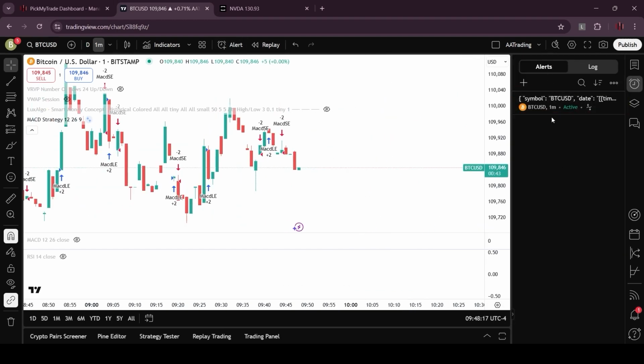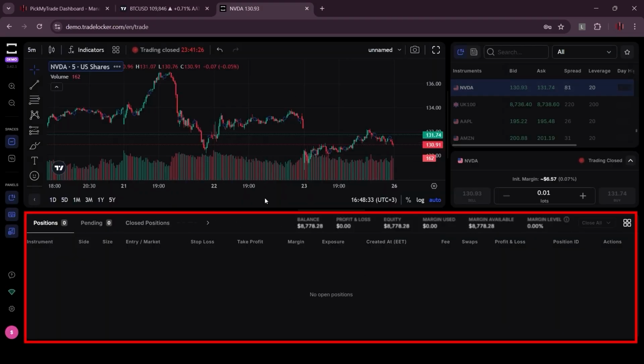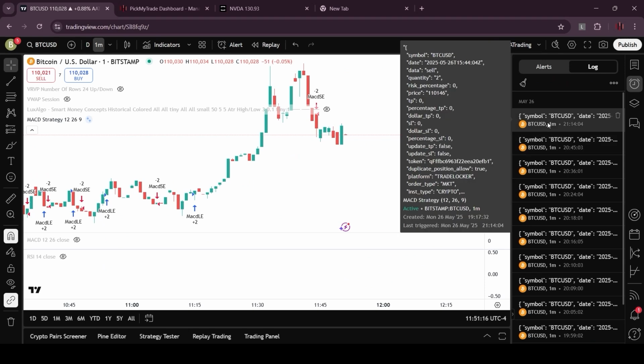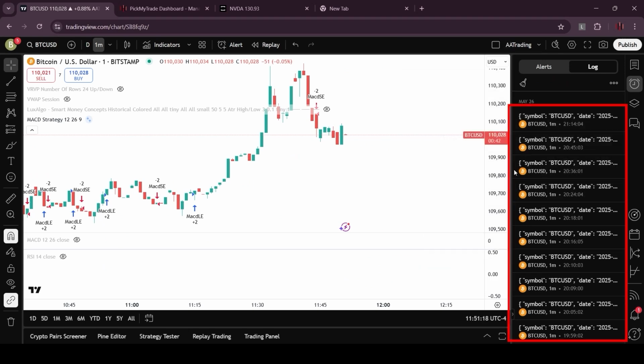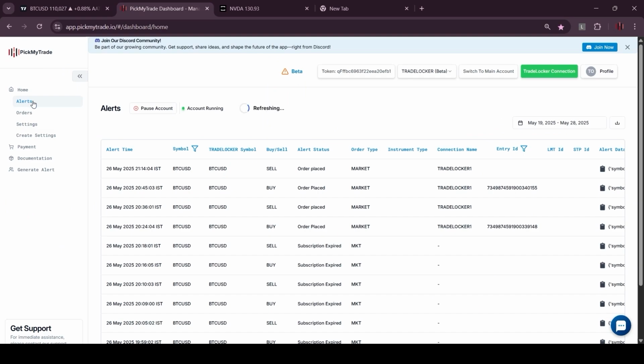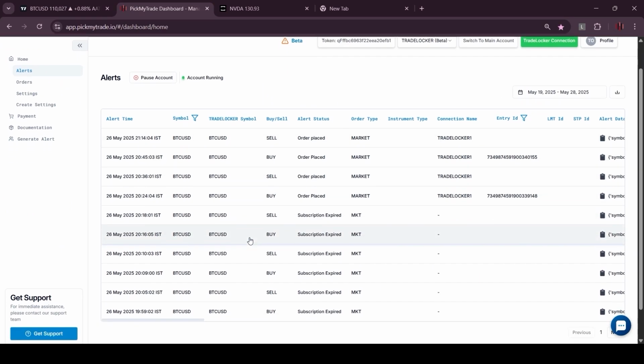When the alert is triggered, it is notified here in the TradingView log section, and also visible in TradeLocker, and can be monitored from the PickMyTrade alert log section. As you can see, lots of alerts have been triggered here. Now we will check if those signals are showing on PickMyTrade or not. On PickMyTrade, just go to this Alerts section. Here you can see all the triggered alerts are showing.